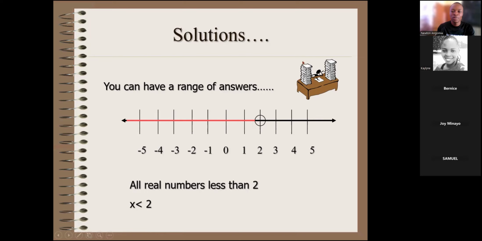I want you to notice something: our circle representation is open. It has not been shaded. That is what I also want to insist on: when you are representing using only one symbol, that is less than or greater than, you will only have an open circle.